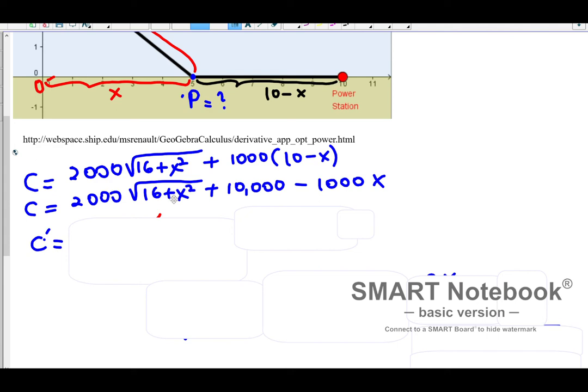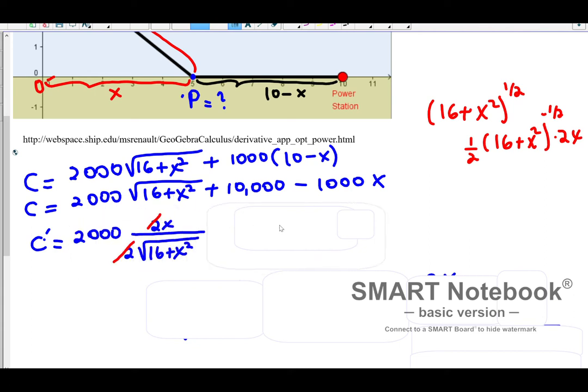But this is the part you have to be careful about. How do you differentiate the square root of 16 plus x squared? Well, think of it as 16 plus x squared to the power of 1 over 2. And you can bring the 1 over 2 down, subtract 1 from the power, and so that will be negative 1/2. And by the chain rule, multiply everything with the derivative of the inside. Okay, so that's how you can find the derivative of 16 plus x squared. And because the 2,000 is a constant multiple, that can stay as it is.